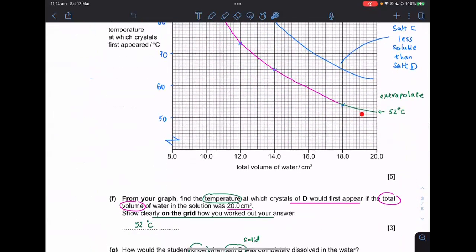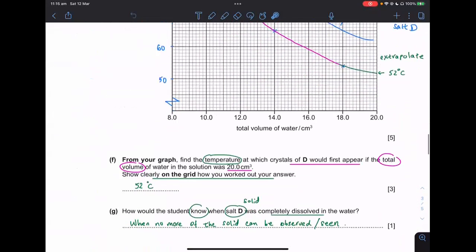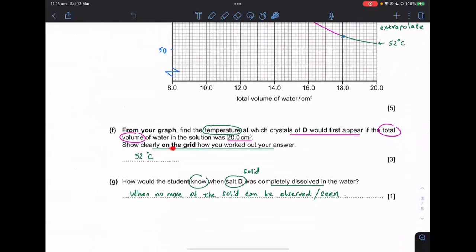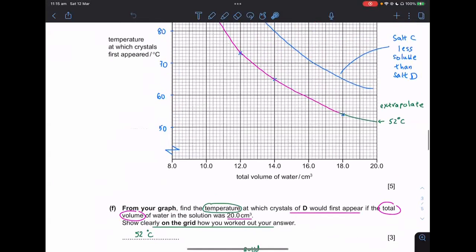And make sure you use pencil. Do not use pen to show your graph. Yeah, you know that. Do not use pen for diagrams or graphs. Use pencil. Show clearly on the grid. For 3 marks like these, you must be able to show clearly on the grid when the total volume of water in the solution was 20.0.